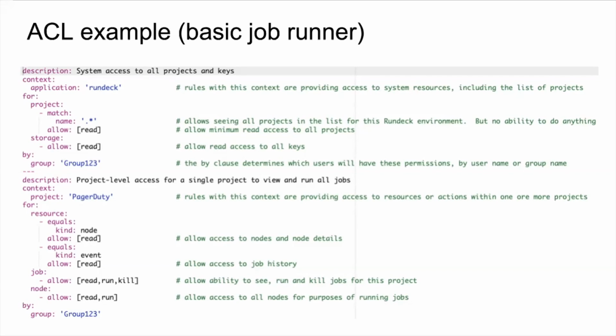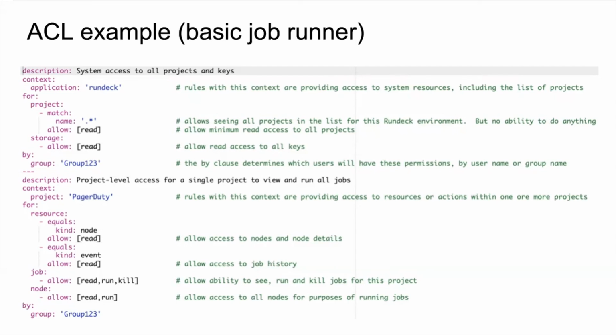Obviously, you'd have that be whatever group name you need it to be, but that's defining who has it. So as long as someone who logs in is a member of group 123, then these sets of policy rules will apply to them. The bottom section is most of what you need. It is in the context of a particular project. In this case, I'm referring to a project called PagerDuty.